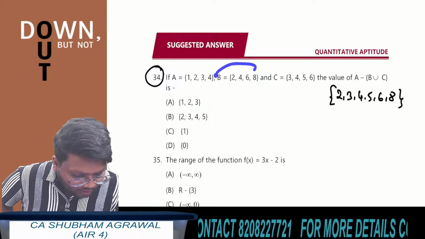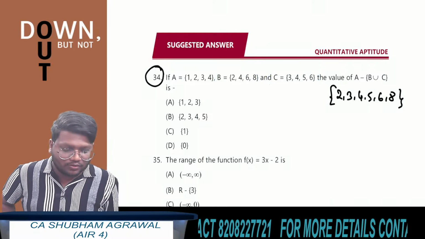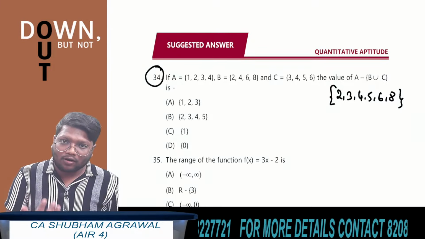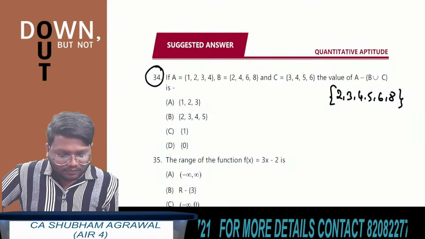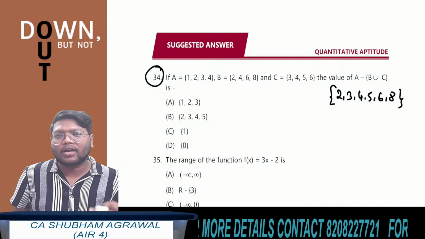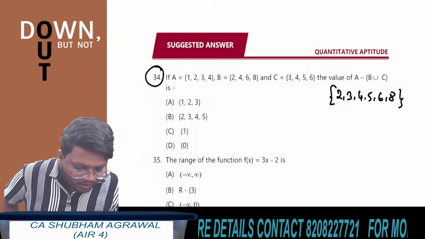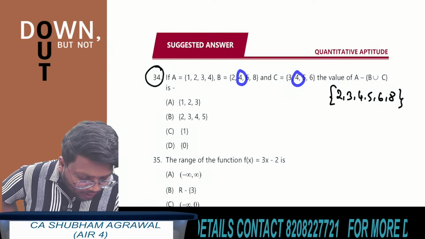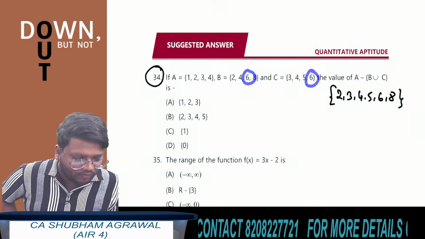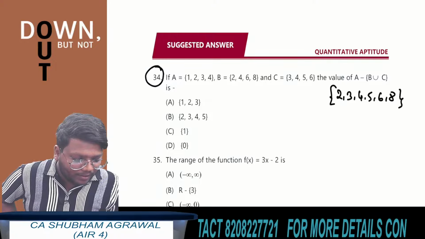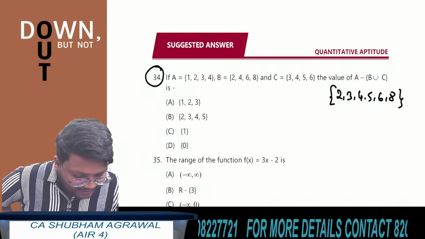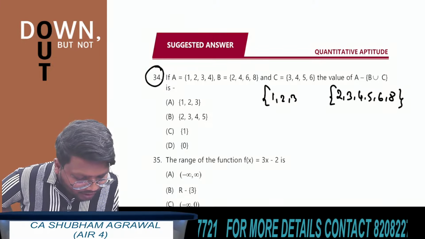You have to find the union of these two sets, and the union of these two sets is 2, 3, 4, 5, 6, 8. While finding the union of these sets, whatever elements are there in the sets, we have to write those elements. But if any element is occurring more than one time, you have to write it a single time. So here you can see that 4 is occurring 2 times, so you have to write it a single time only. And also this 6 is occurring 2 times, so write it a single time. B union C is 2, 3, 4, 5, 6, 8. And set A is 1, 2, 3, 4.